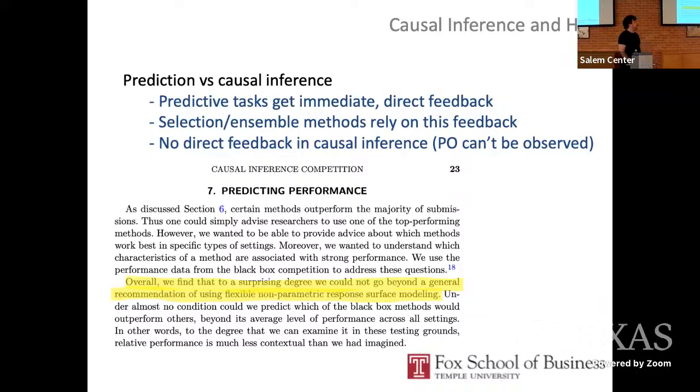And I think the general takeaway that people come away with is from a quote from, I think, Jennifer Hill's paper, where it says that overall we find that to a surprising degree we could not go beyond the general recommendation of using flexible non-parametric response surface modeling. And that's it, right? There's no one model that does well in every single circumstance. And that seems to be a big issue, because one could argue that the causal BART stuff has kind of been the flagship in that perspective, but nonetheless, there's no one method that is good for every situation. Given the situation that you have, there's no clear answer which method you should use.